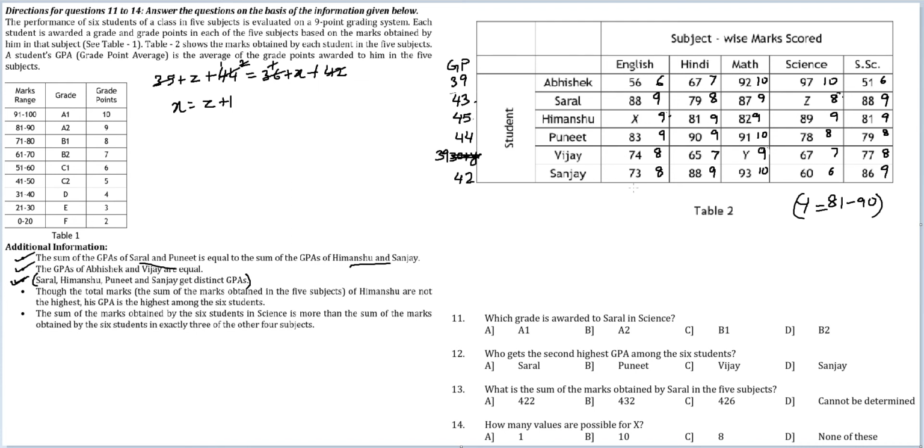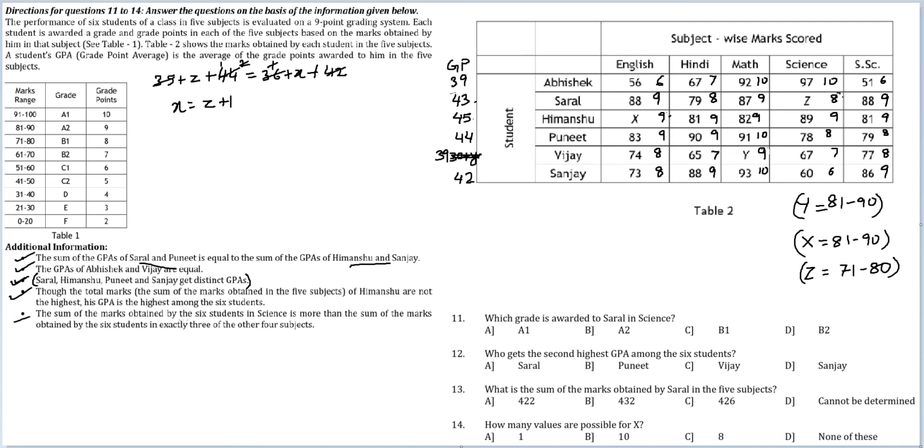Now, if Himanshu is getting 9 here, X will lie in the range again 81 to 90, and Z will lie in the range 71 to 80. These are the ranges that we have identified for X, Y, and Z. For every place, we have the grade points. Okay, this is also done.